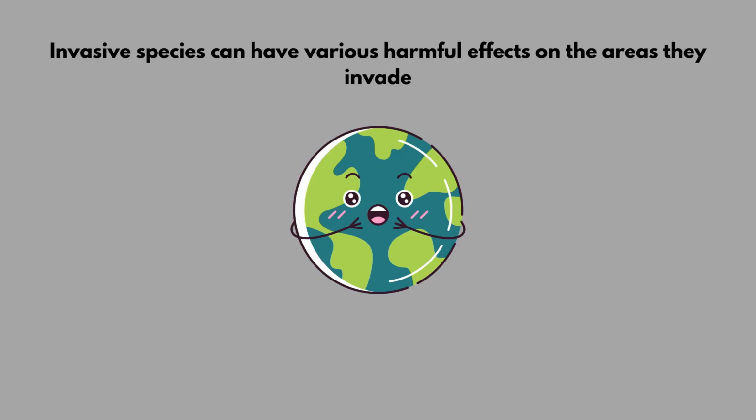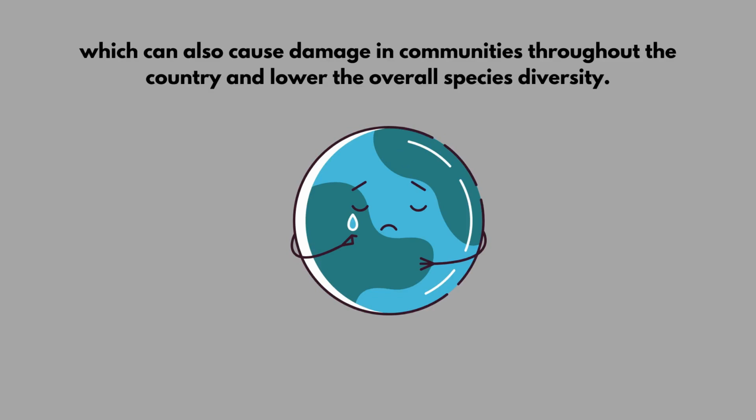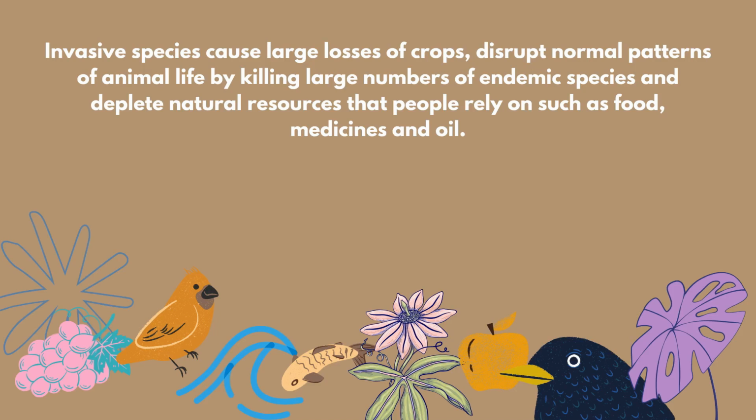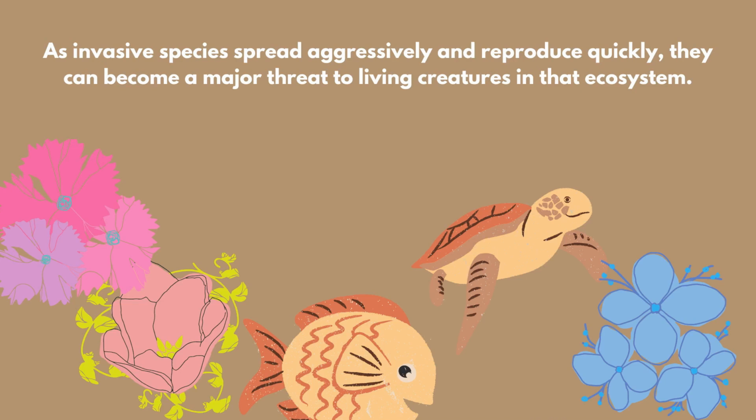Invasive species can have various harmful effects on the areas they invade, which can also cause damage in communities throughout the country and lower the overall species diversity. Invasive species cause large losses of crops, disrupt normal patterns of animal life by killing large numbers of endemic species, and deplete natural resources that people rely on, such as food, medicines, and oil. As invasive species spread aggressively and reproduce quickly, they can become a major threat to living creatures in that ecosystem.